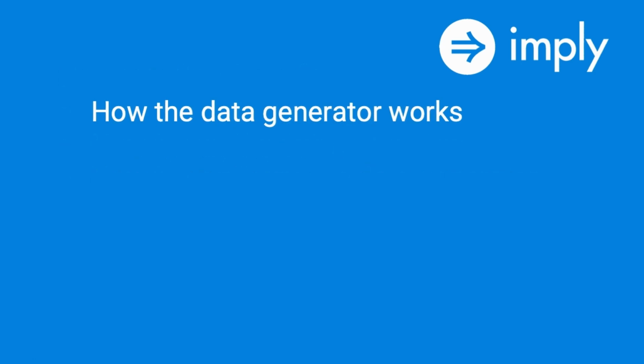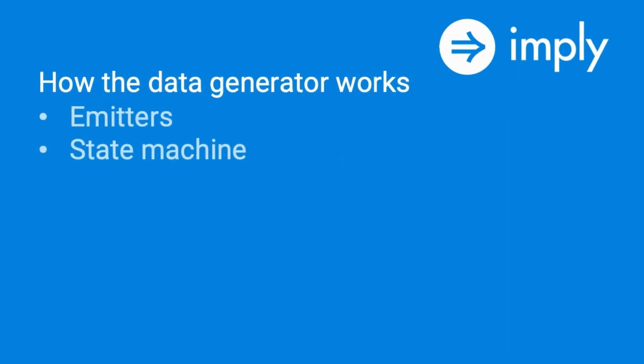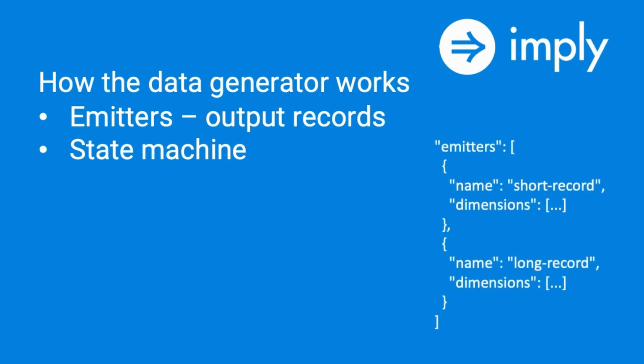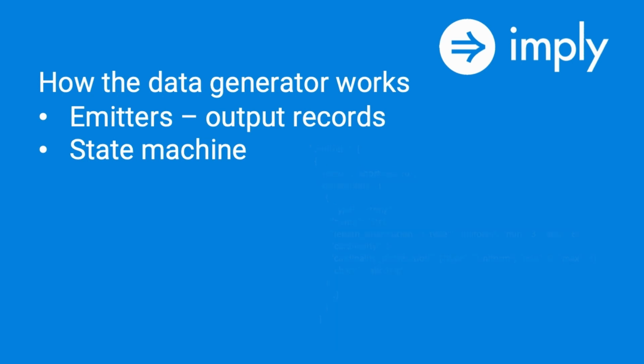Let's dig into how the generator works. The data generator uses two key ideas, emitters and a state machine. Emitters are components that generate events or records according to a description within a configuration file. We can configure multiple emitters such that each one generates a specific record type. For each of these record types, we can specify what dimensions the record contains, as well as the type of data for each of these dimensions, along with their cardinality and distribution of the cardinality.